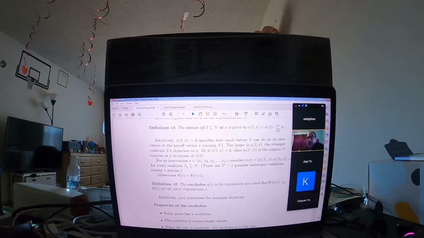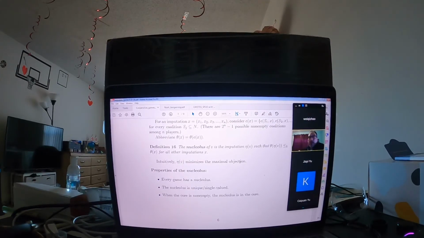Again, these are the objections by all of the coalitions. We're going to arrange these from highest to lowest. The presumption is that the highest has the most valid or legitimate complaint against X, and we're going to try to tamp down or minimize these legitimate complaints as far as we possibly can, starting from the most legitimate, going all the way to the least legitimate. We're going to try to minimize those from top to bottom, from greatest to least. So this minimizes the maximal objection.